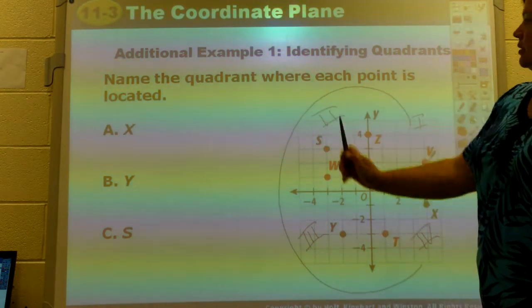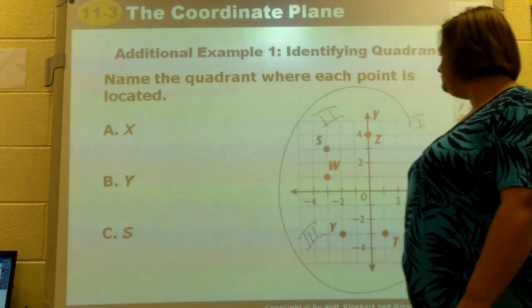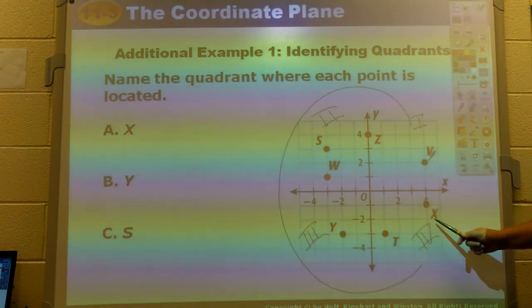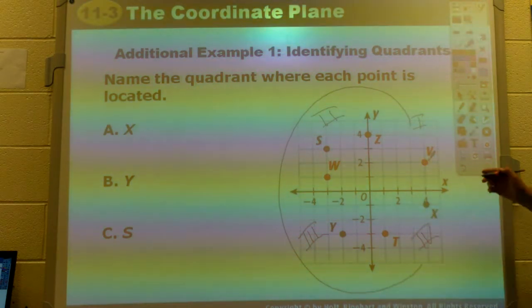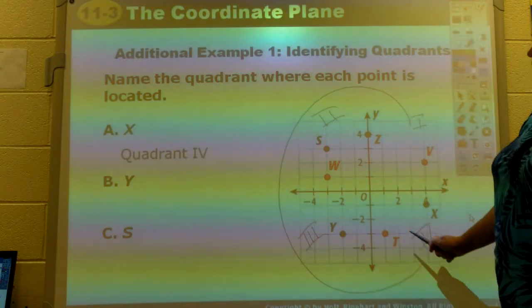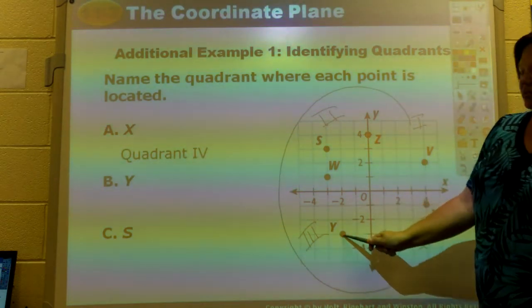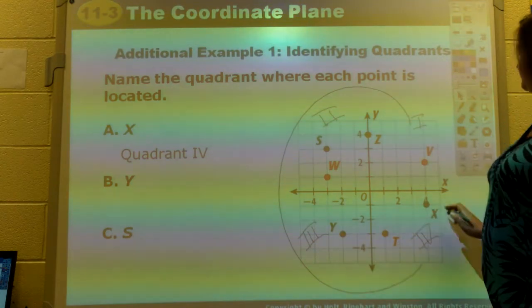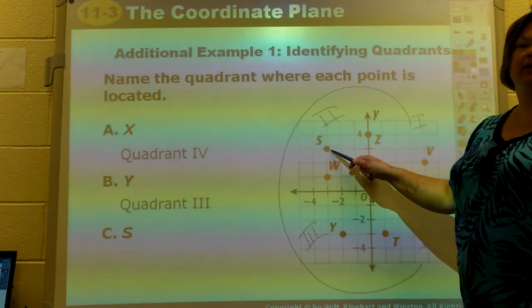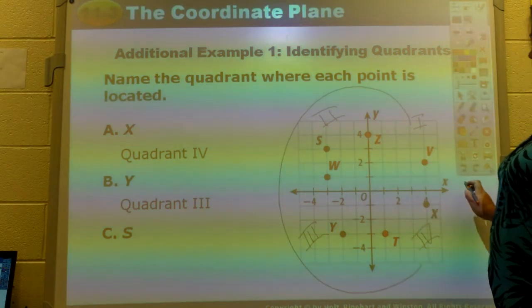So for example, point X is located right here, which is in quadrant 4. Point Y is located here, which is in quadrant 3. Point S is located here, and it's in quadrant 2.